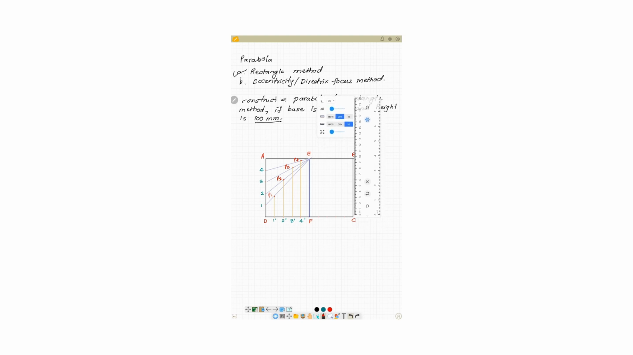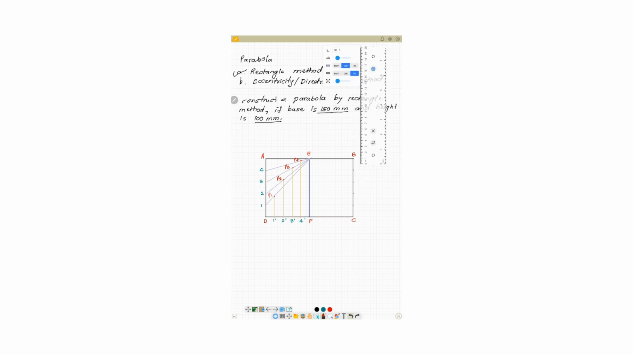Similarly, I will rotate this scale now again. I'll move the scale here and divide the vertical side of the rectangle into 5 divisions. Each division will be equal to 20 mm. So I'll use the same numbering here again. This will be point 1 dash, 2 dash, 3 dash and 4 dash. Similarly, I will use the numbers here as 1, 2, 3 and 4.